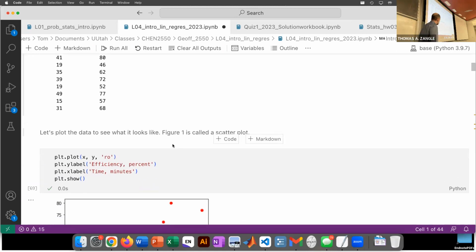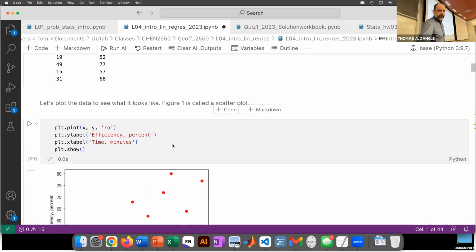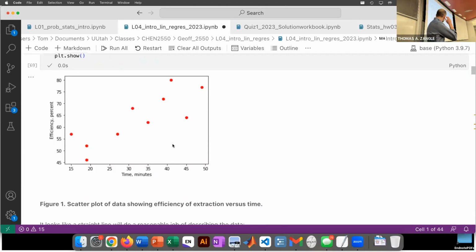So we're going to plot the data first to see what it looks like. All right, we went over this in lecture 2. Plotting the data is often a nice way, especially when we have time series data. Plotting it is a convenient way of understanding generally what it looks like. And so this is what that data looks like when we plot it. And we can see it looks like there's some kind of upwards trend here, right? Where extraction efficiency is increasing with extraction time, which you might expect. The longer our extraction process runs, the more product we get out.